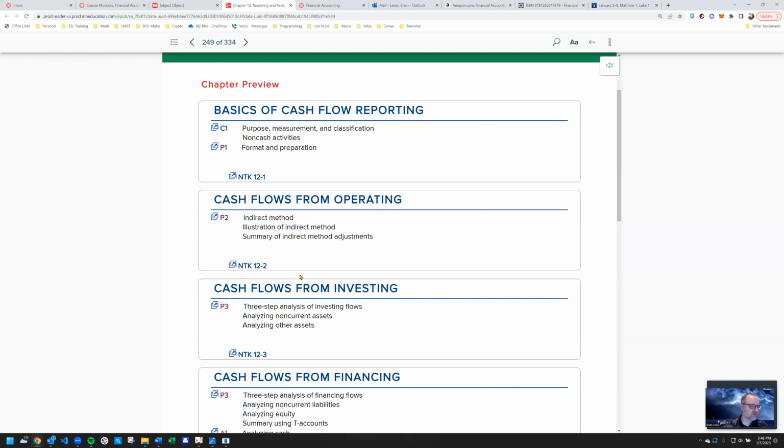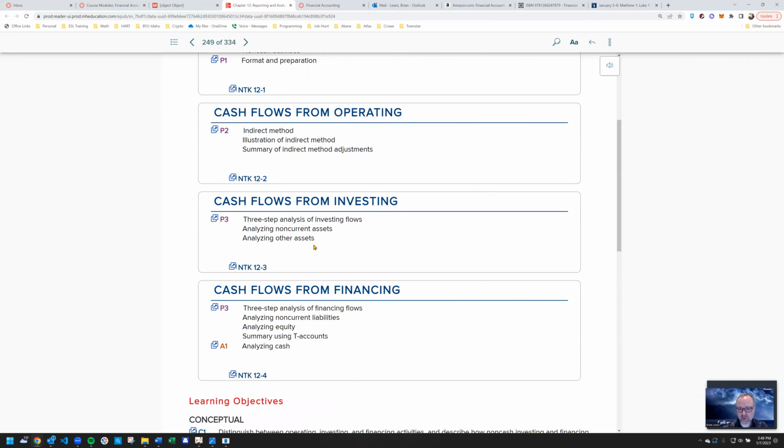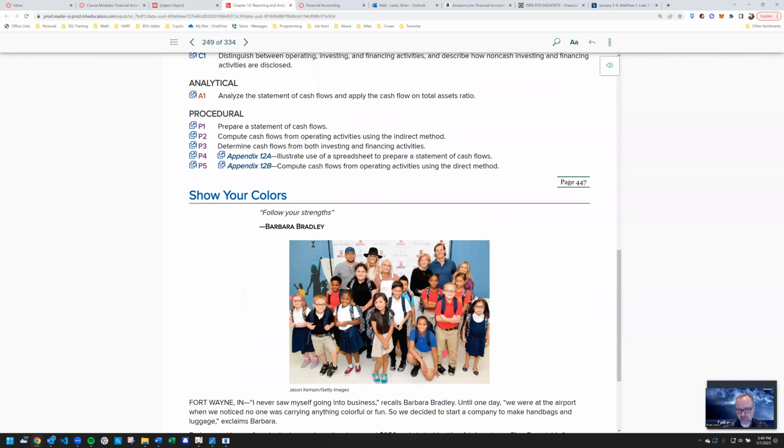And then once you've recorded it into the accounts, how to report it: where do these accounts go? Do they go on the balance sheet? Do they go on the income statement? Do they become part of the cash flow statement? Where do they go in the cash flow statement? So those are the two components that you're working with, really a reporting aspect of accounting from the get-go. Okay, so that's chapter 12.